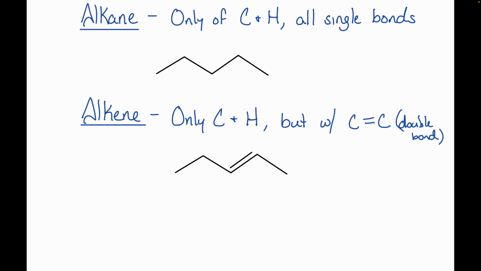All right, and then lastly, we have an alkyne, a YNE ending. What do we think is going to be in our alkynes? A triple bond, right? So these are now only carbons and hydrogens, but they consist of one carbon-carbon triple bond.